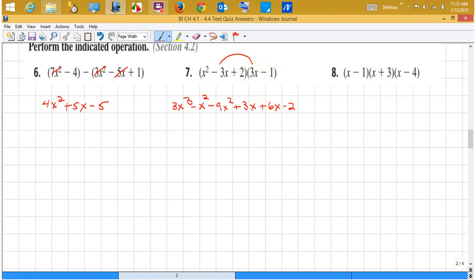Let's combine like terms. We have 1 cubic. I have an x squared minus 9x squared, minus 8x squared. 3x plus a 6x is plus 9x, minus 2.